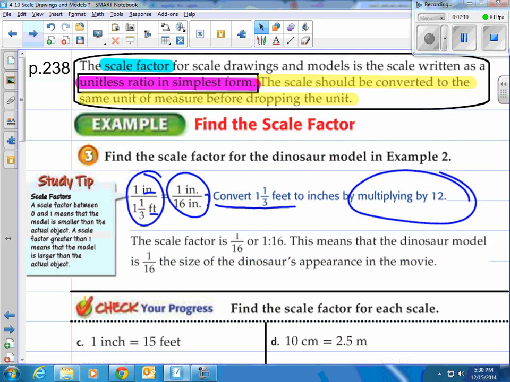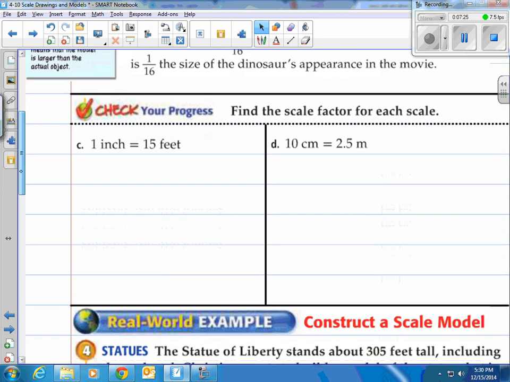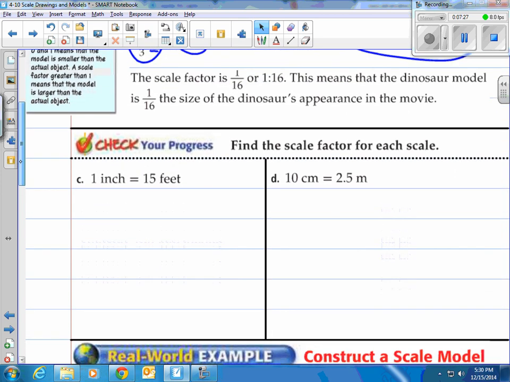So the scale factor is 1 over 16, or 1 to 16. This means that the dinosaur model is 1/16 the size of the dinosaur's appearance in the movie. That means that the movie is showing it 16 times bigger than really what it is as a model. All right, how about you try the scale factoring on these, C and D. Stop the video, come on back, see how you do.